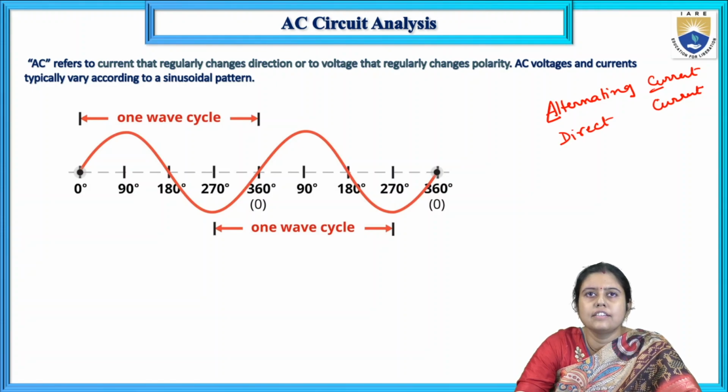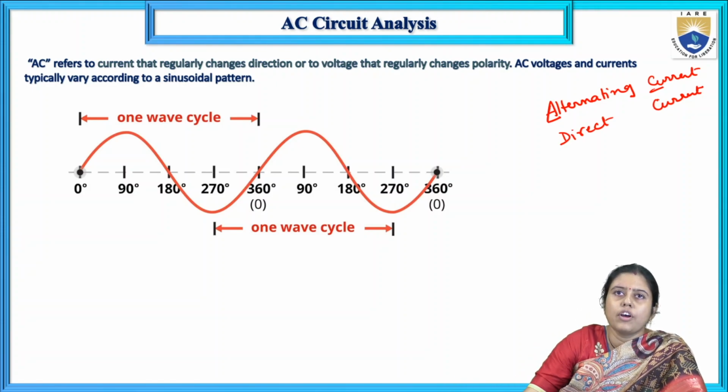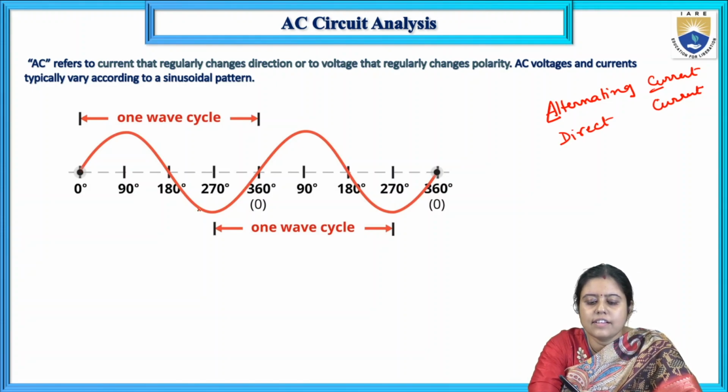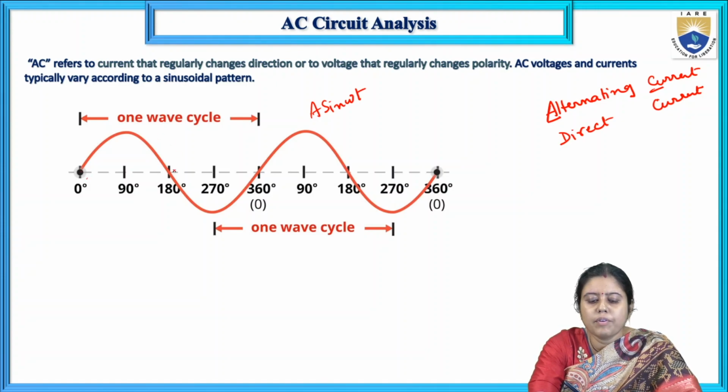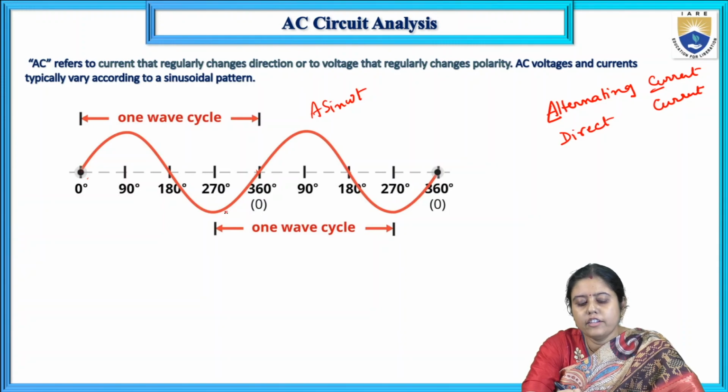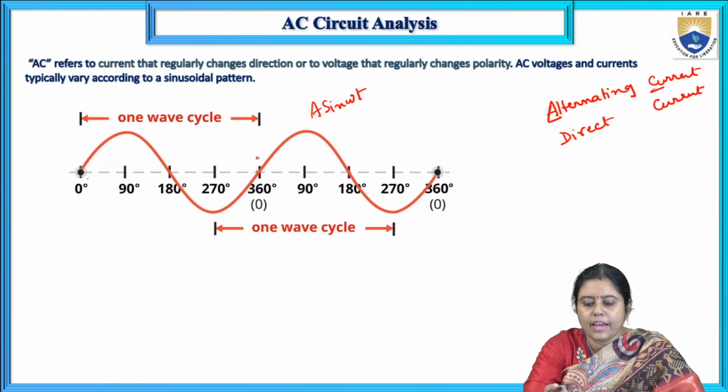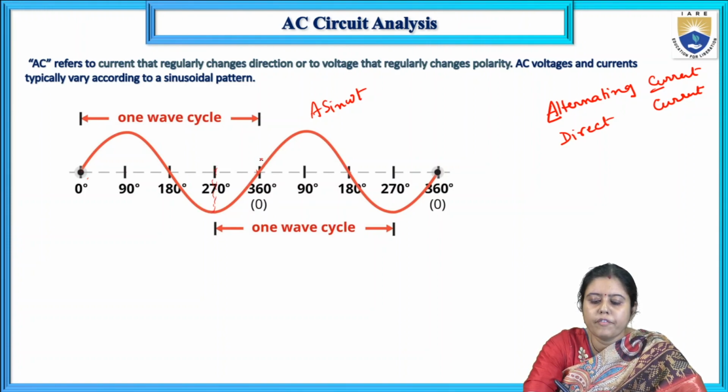AC voltages and currents typically vary according to a sinusoidal pattern. You can see here, this is a pure AC circuit which has a sinusoidal pattern, and its equation is A sin omega t. If it goes from 0 to 180, 180 to 360 degrees, this is called one wave cycle. The time taken to complete one cycle is known as the time period. Again, if we start from 270 degrees, from 270 degrees to the next 270 degrees is another cycle.